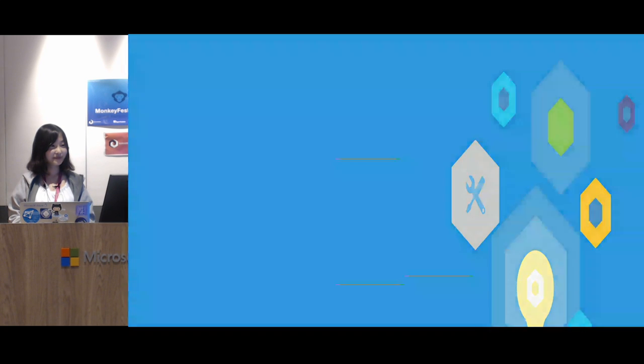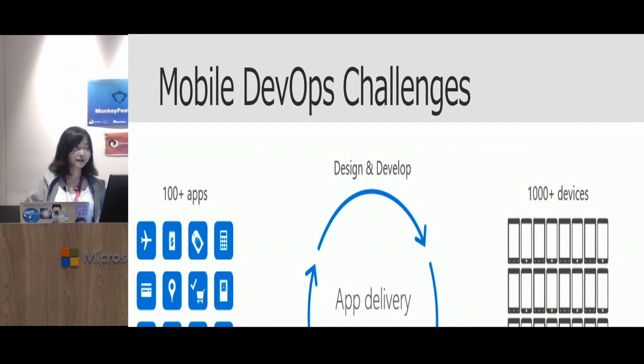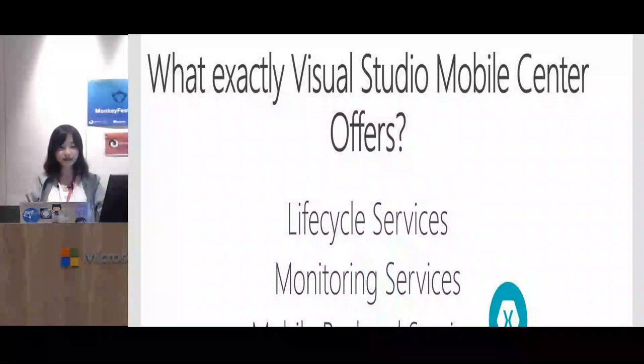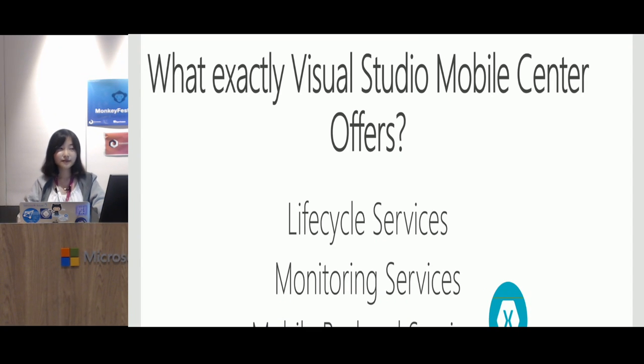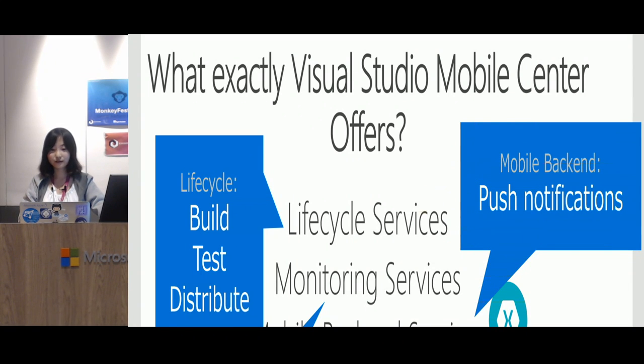So I showed you how to enable mobile center and how to send analytics. So let's go into the summary. I showed the mobile DevOps challenges. There is business high demand and multi-stage development, and there is a complex ecosystem. So to solve the problem, we can use Visual Studio Mobile Center for free. So what exactly does Visual Studio Mobile Center offer? Three things. First, life cycle services like build, test, distribute. The second, monitoring services, crashes and analytics. And third, mobile backend services, push notifications, and so on.